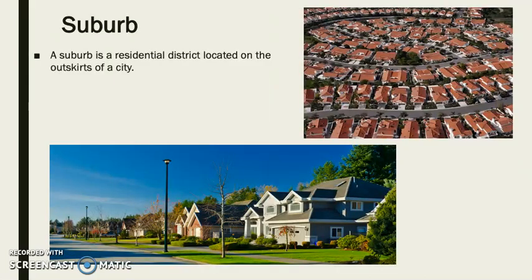Next, we have the suburbs. A suburb is a residential district located on the outskirts of the city. So a great example is if you live in the suburbs, you're more likely to have to travel to work, which is in the city, which would be in the urban area. So the suburban areas are your common neighborhoods, being close to community centers, parks, and they're typically farther away from the busy city life.